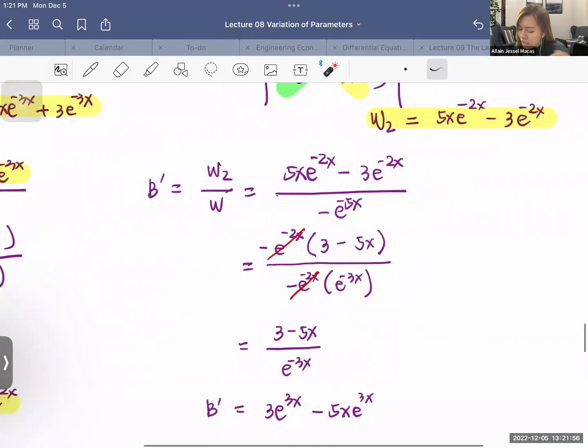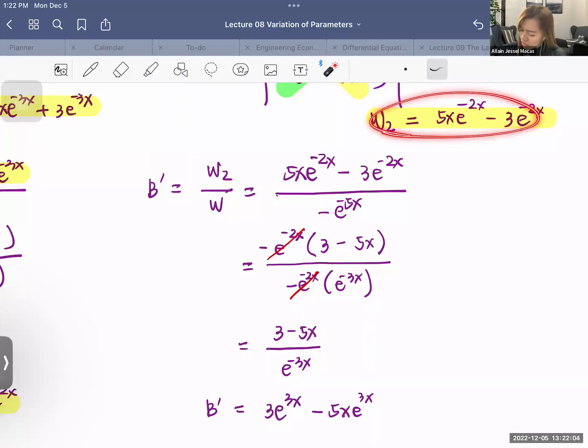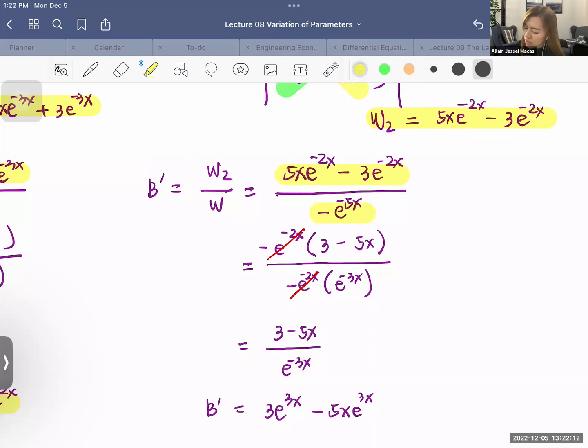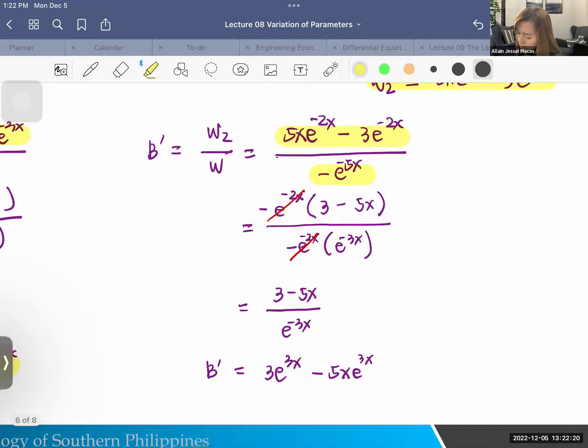Let's proceed to B prime. It's the same as A prime, except that your numerator is W2. So we have that expression all over W. Factor out e to the negative 2x, or the negative, so that the negative in the denominator goes away. So we'll have (3 minus 5x) over e to the negative 3x. Again, move the e to the negative 3x up so we have no denominator. So we'll have this expression. Okay?